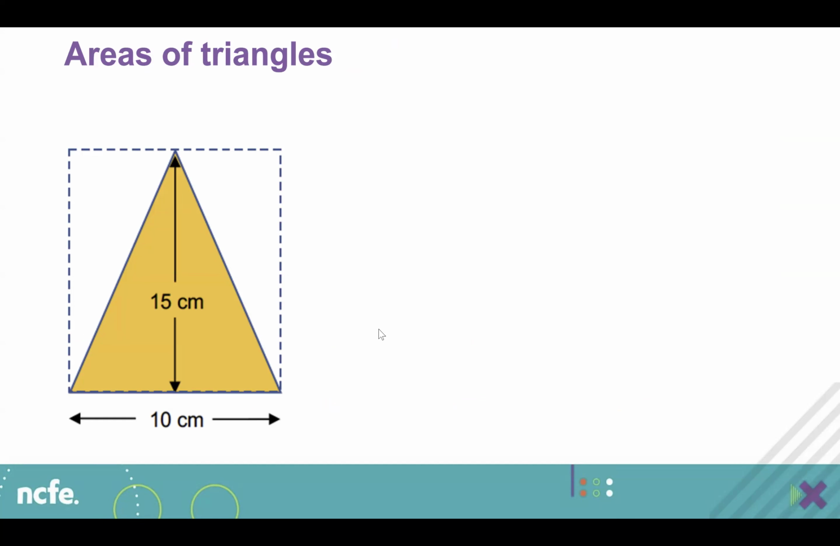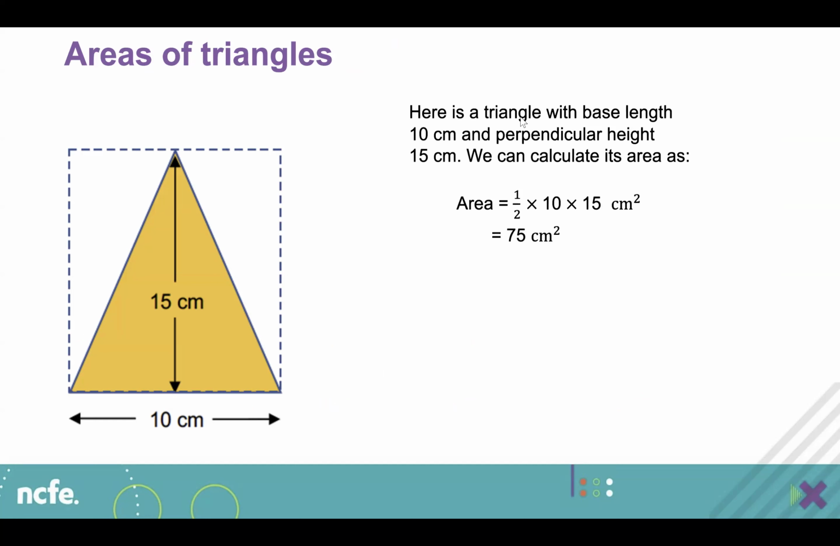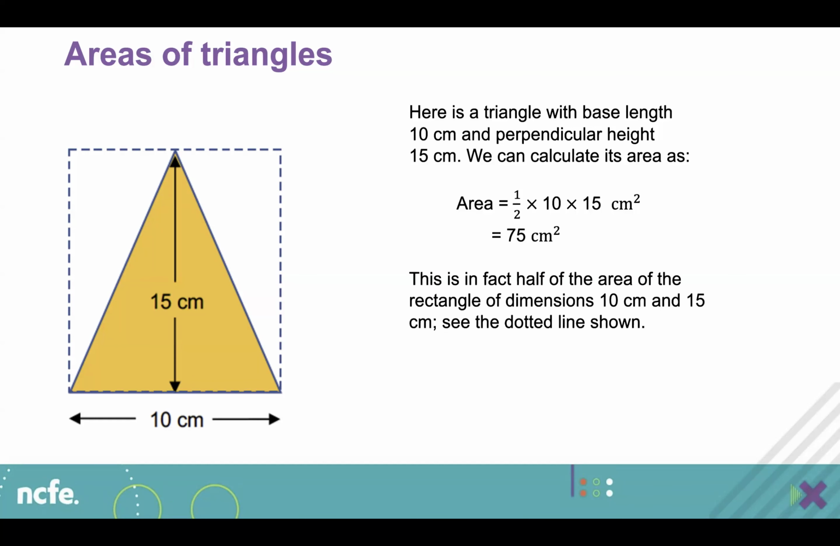Areas of triangles. So here is a triangle with base length 10 and a perpendicular height of 15 centimeters. We can calculate this area as half times 10 times 15, which equals 75 centimeters squared. This is in fact half of the area of the rectangle of dimension 10 centimeters and 15 centimeters. See the dotted line shown.